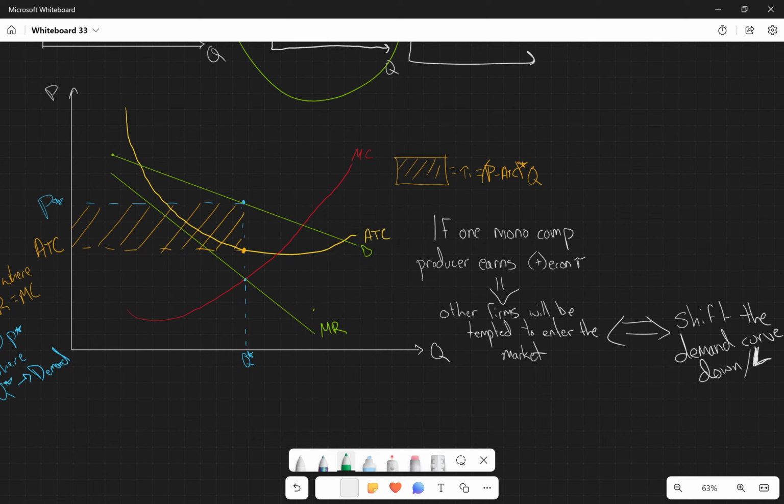We don't have the barriers to entry that we have in a monopolistic environment. And so when others enter the market, this shifts the demand curve down, which also shifts our marginal revenue curve down. So we have a new marginal revenue down here, and we have a new demand curve over here.